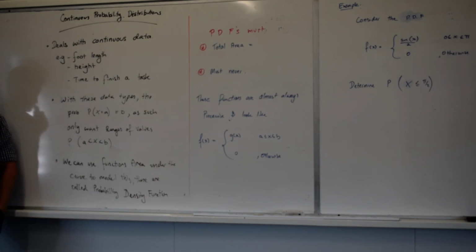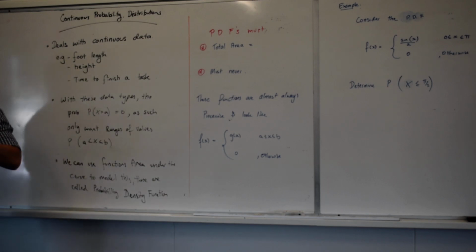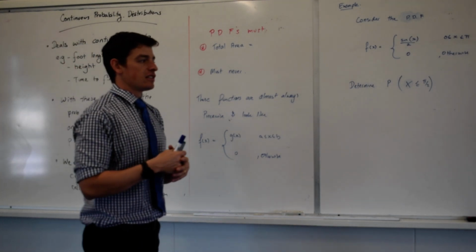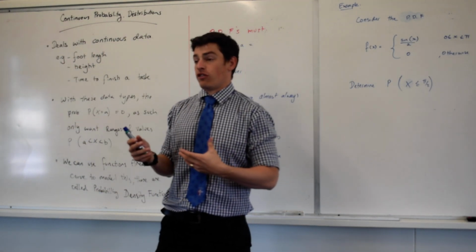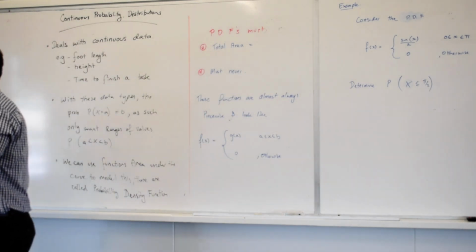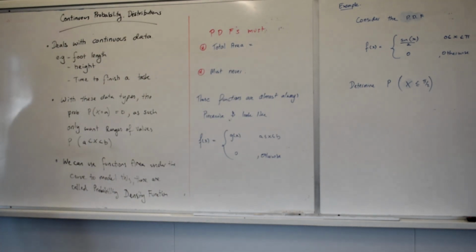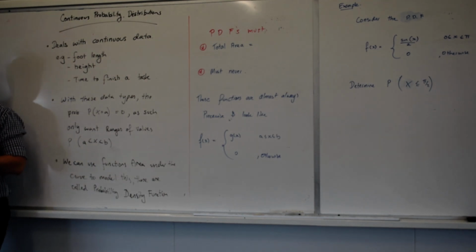Not the sample size. I didn't say that. Yeah, so discrete is intervals. So it doesn't always have to be a whole number, but more often than not, it is a whole number. Shoe size is an example of discrete. Foot length is continuous. Why is foot length continuous?